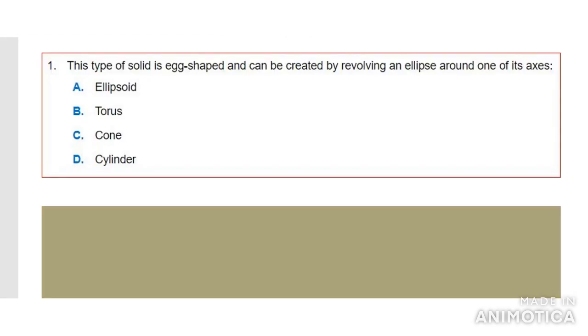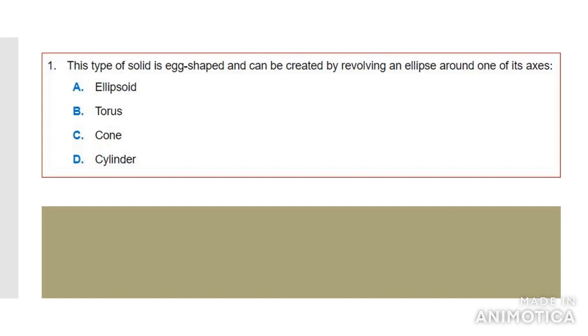All right, so the first question says, this type of solid is egg-shaped. The solid is egg-shaped and can be created by revolving an ellipse around one of its axes. Axis has to do with x, y, z. If you did graphs, you'll know x and y axis, and if we use CAD, you would know that you have the z axis, which is the third dimension. So if you want to draw 3D drawings, you have the x, the y, and the z.